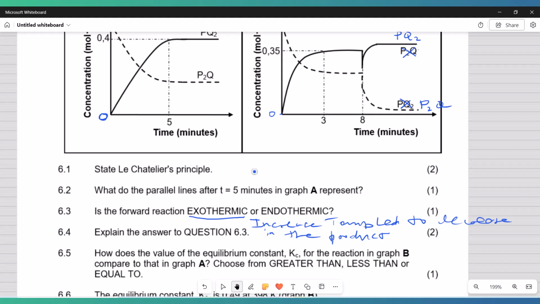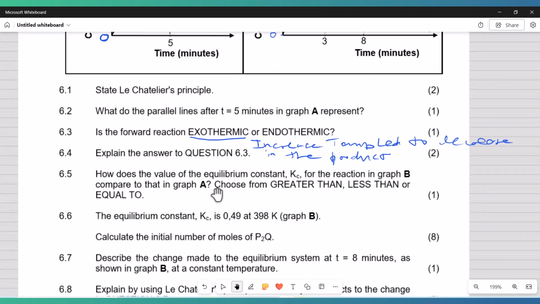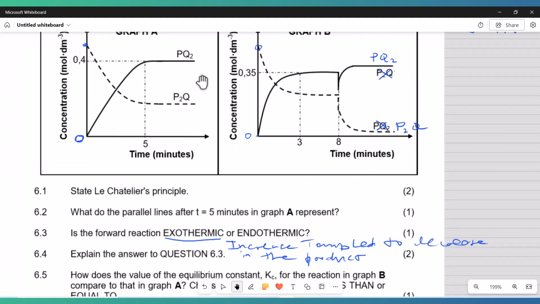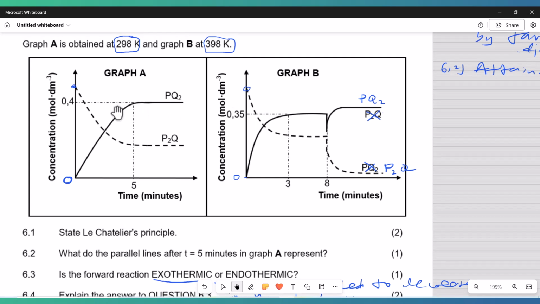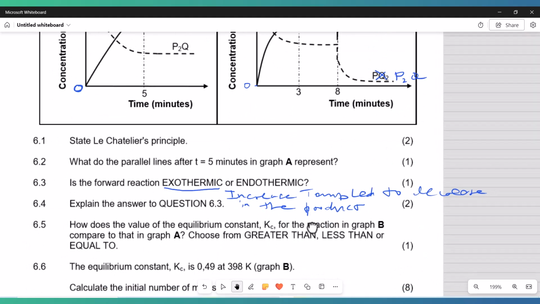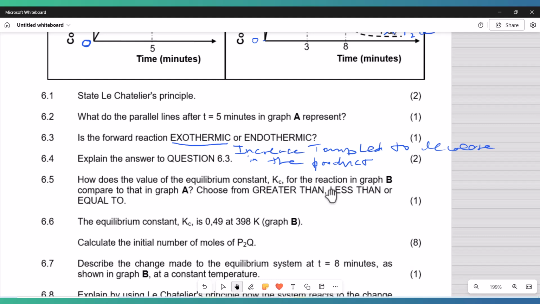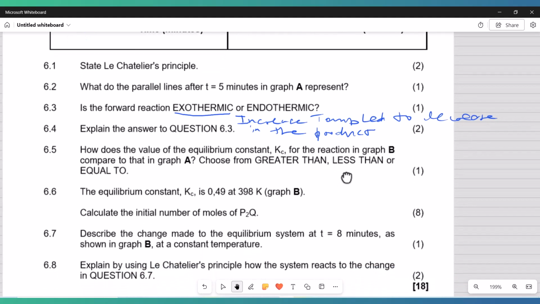Then they say here, how does the value of the constant Kc for the reaction in graph B compare to that in graph A? It is from greater than, less than, or equal to. Now, because we are having a lower product in graph B than in graph A, and Kc is given by products divided by reactants, it's going to be lower, because our numerator is going to be lower in graph B than in graph A. So we say it's going to be less than.